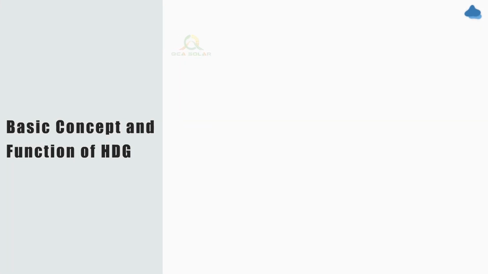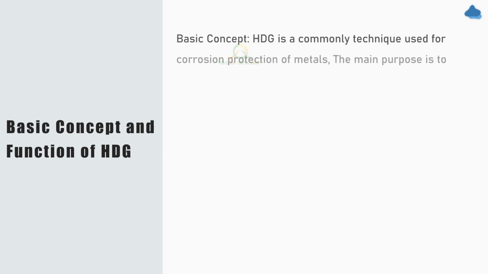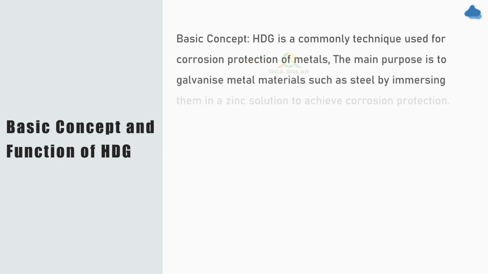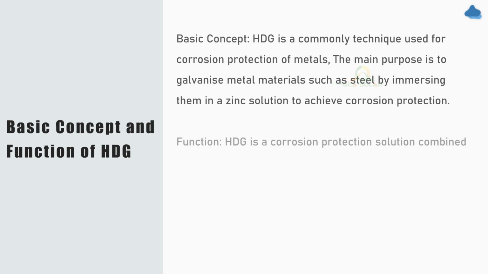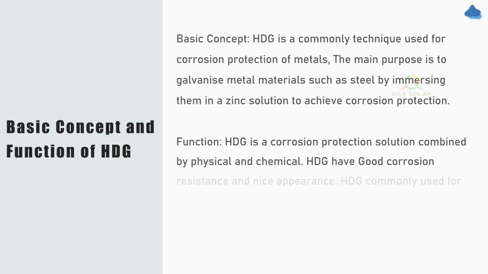Basic concept. HDG is a commonly used technique for corrosion protection of metals. The main purpose is to galvanize metal materials, such as steel, by immersing them in a zinc solution to achieve corrosion protection. Function. HDG is a corrosion protection solution, combining physical and chemical protection.